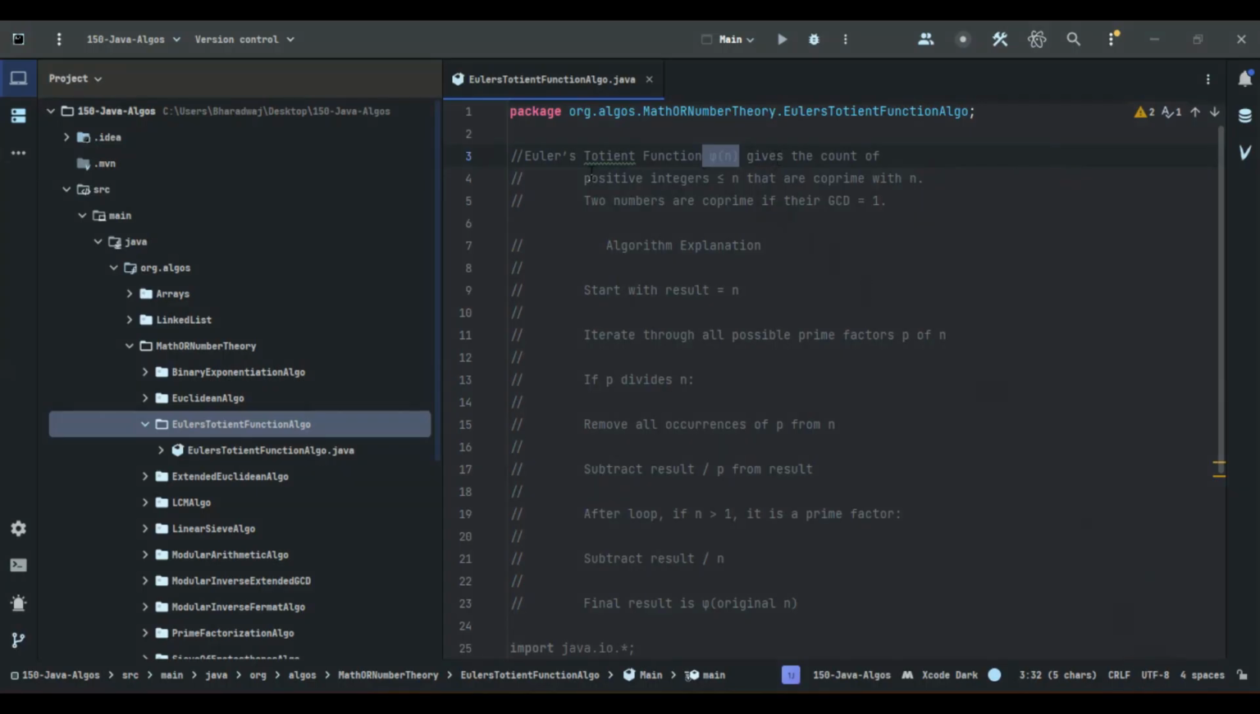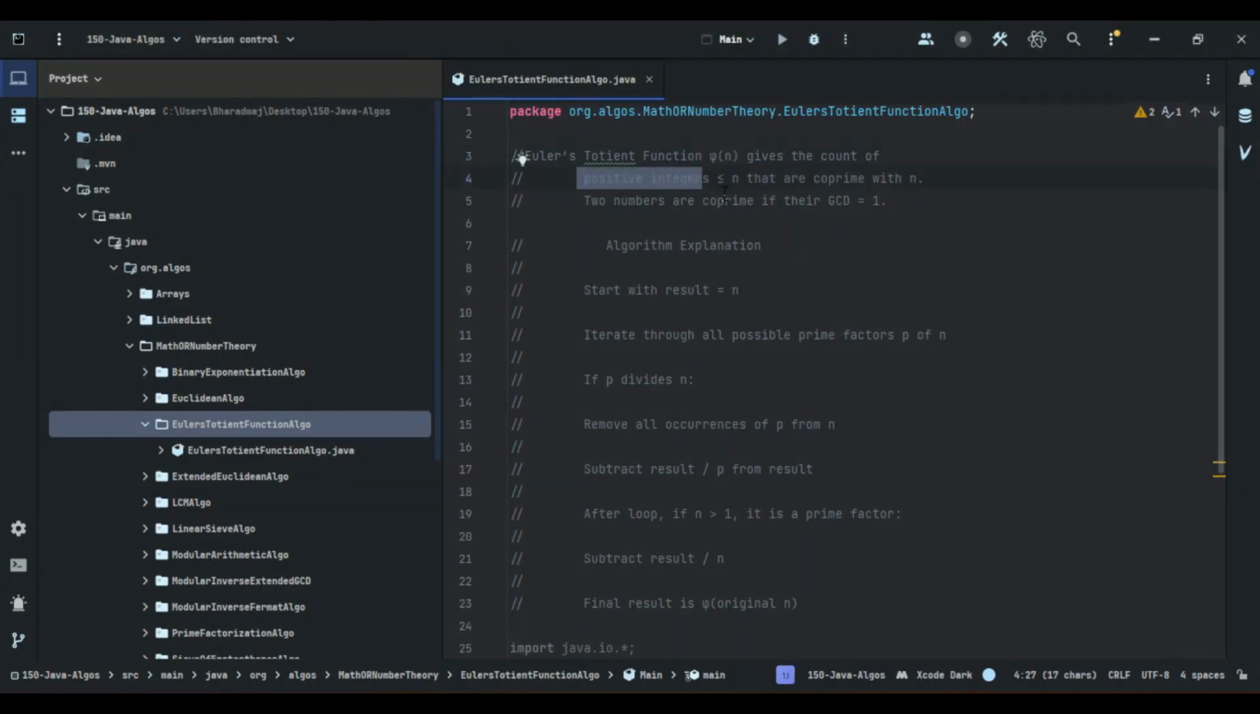It gives the count of positive integers that are less than or equal to n that are co-prime with n. This part is very important, that are co-prime with n. Two numbers are co-prime if their GCD is equal to 1.